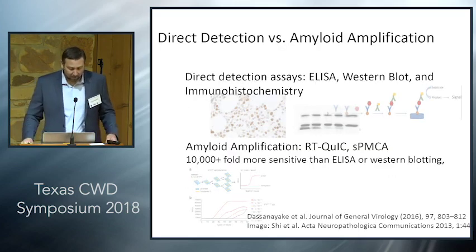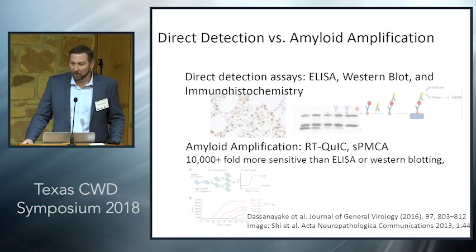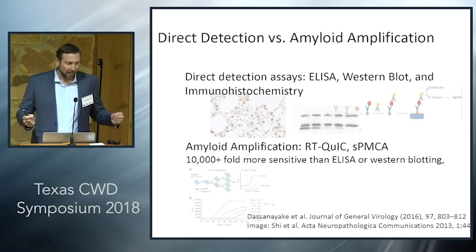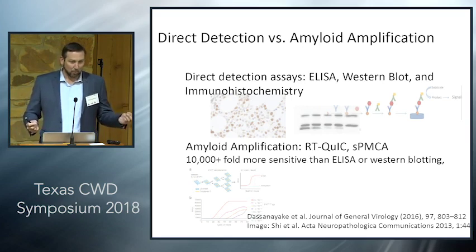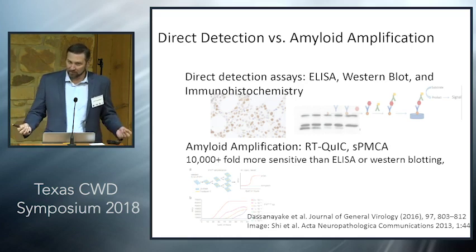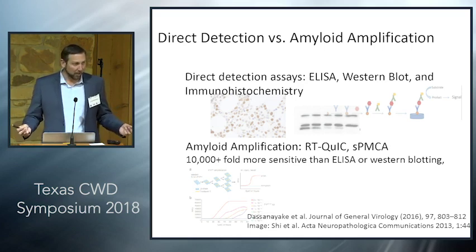So the essential difference in the tests I'm going to talk to you about today is a direct detection test versus an amplification test. A direct detection test is detecting the actual prion in the sample. Typically it's based on protease resistance: digest away the normal PrPC and detect the PrPSc.